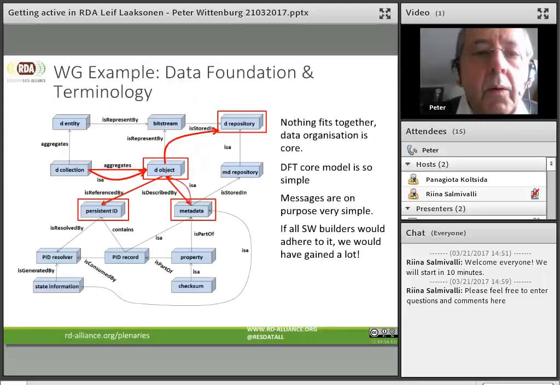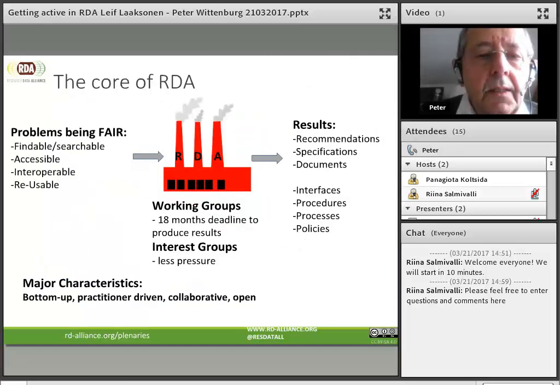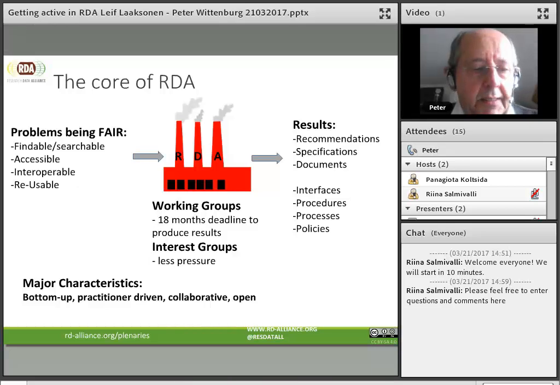So let me briefly go into a bit of detail. So thanks for what Leif has said about working groups and interest groups. You see, as I try to denote in this diagram, they are the core of RDA, of the RDA work.